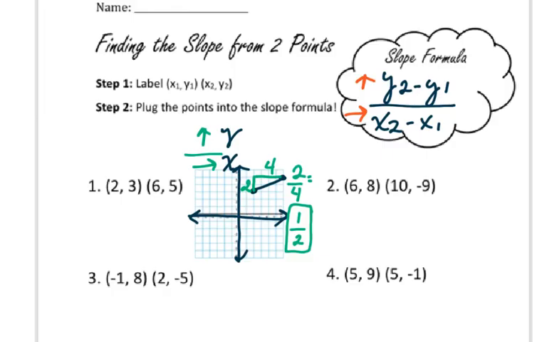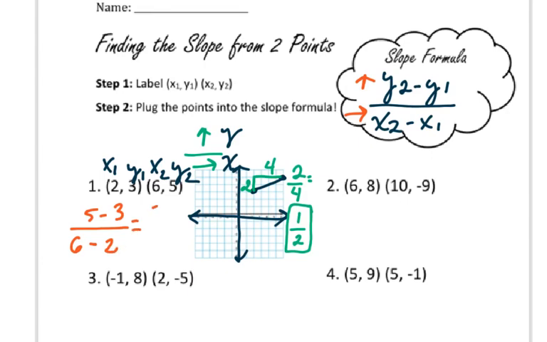What we do is this is my x, this is my y. This is my x, this is my y. These came first, these came second. So the formula says take your y2. My y2 is a 5. Minus my y1. My y1 is a 3. Take x2. x2 is 6. Minus x1. x1 is 2.